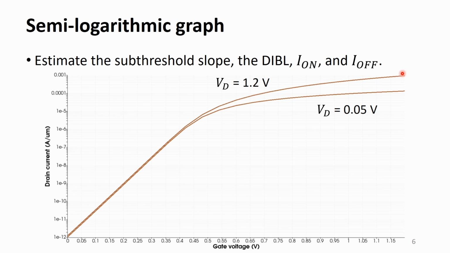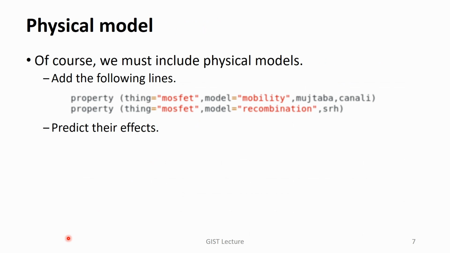Ion is the drain current at Vg equal to Vd equal to VDD. It is almost 1000 microampere per micrometer in this graph. However, it is highly overestimated. Ioff is about 1 picoampere per micrometer. Note that the previous results were obtained without any physical model. The electron mobility is constant, and the SRH recombination model is neglected.